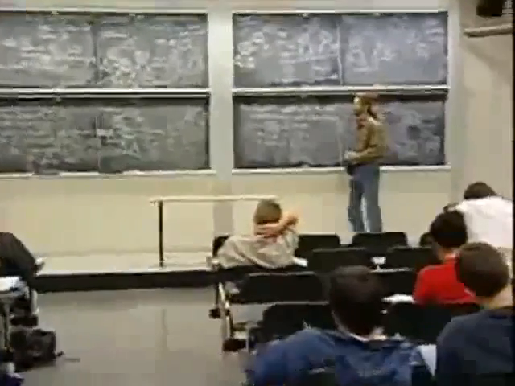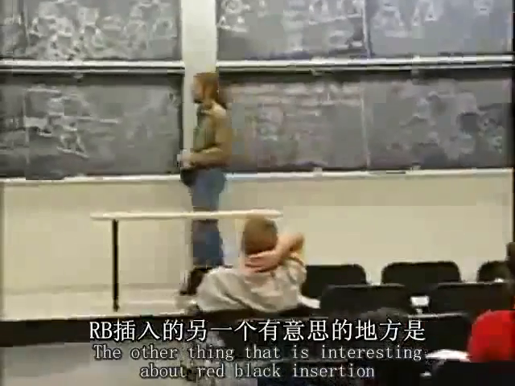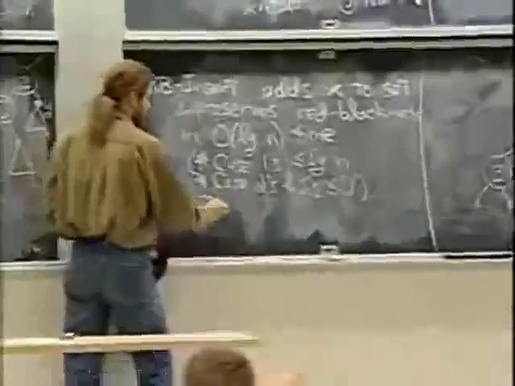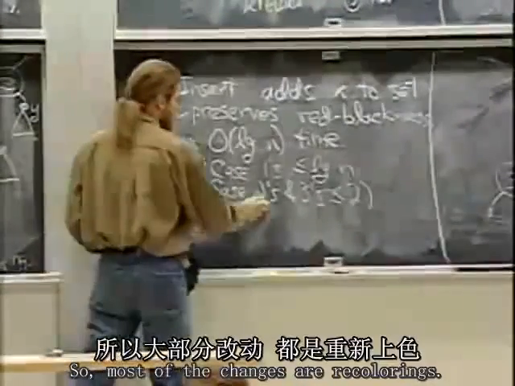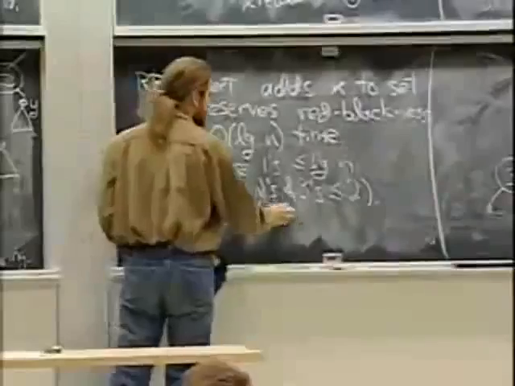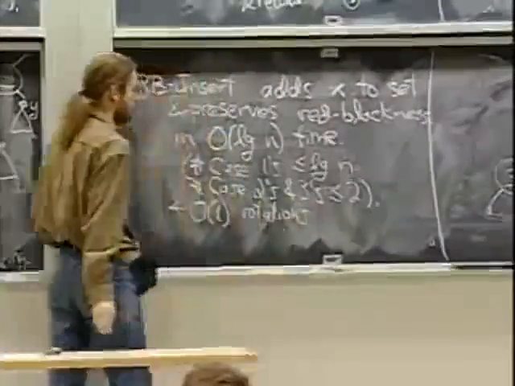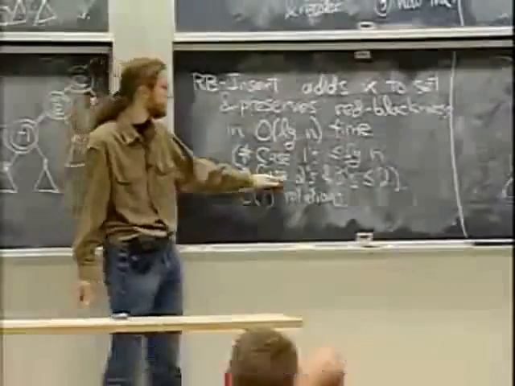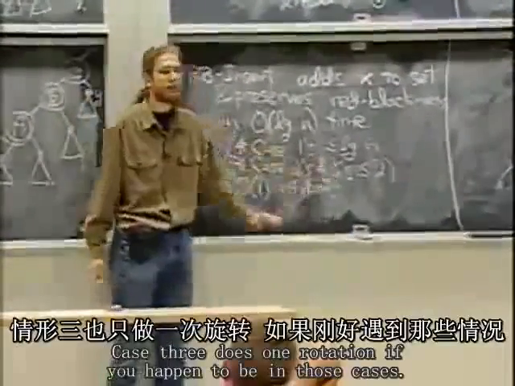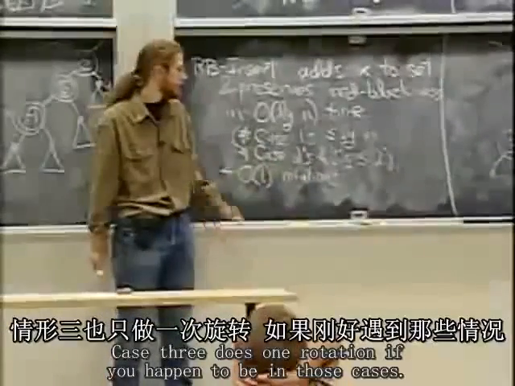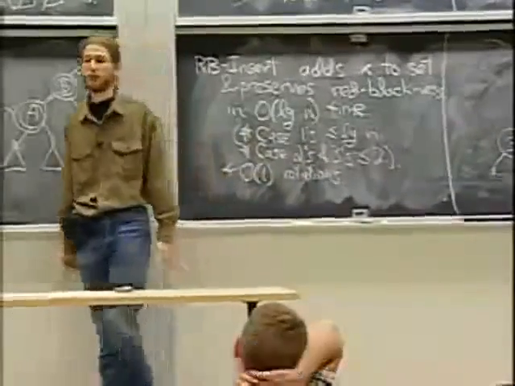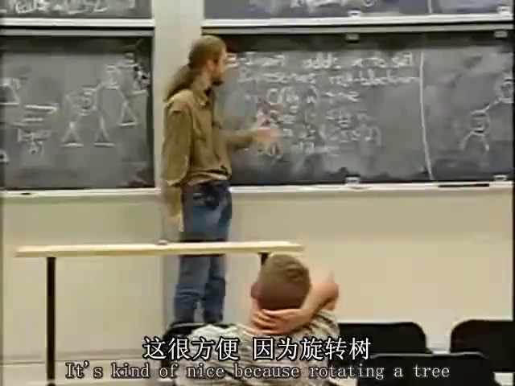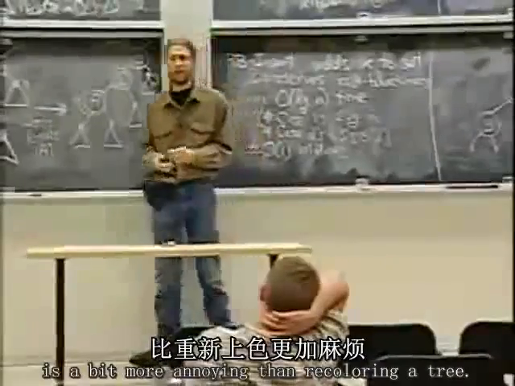Cool. The other thing that's interesting about red-black insertion is that it only makes order 1 rotations. So most of the changes are recolorings. Case 1 just does recoloring, no rotations. Case 2 maybe does 1 rotation. Case 3 does 1 rotation if you happen to be in those cases. So the number of rotations is at most 2. It's either 1 or 2 in an insertion.